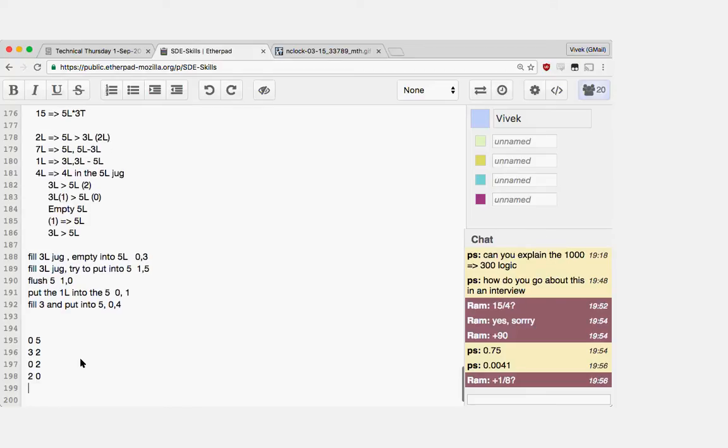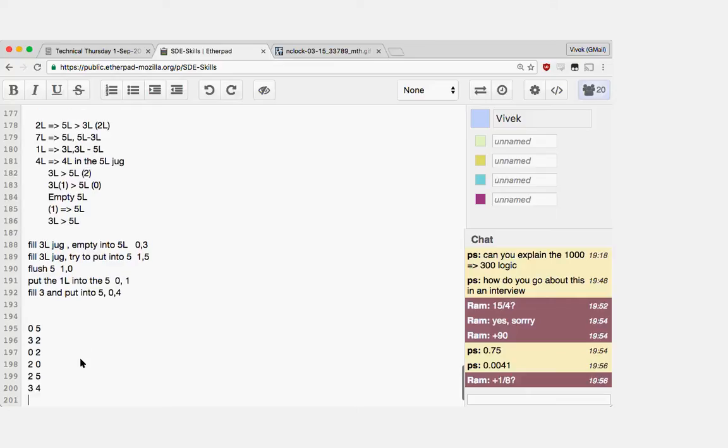Okay, and then something is missing. That's correct. Then you do 2 and 5, and then you have 3 and 4, and you're done. Yeah. That works too. It's not the same technique, but does that make sense?